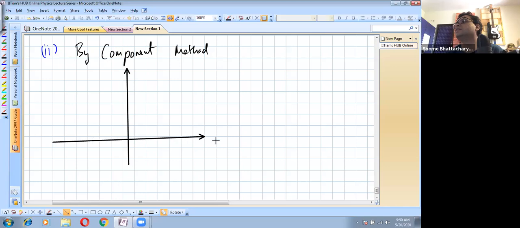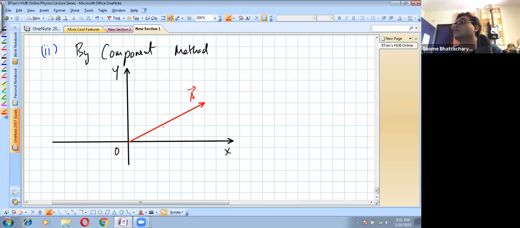we can write these vectors very easily in I cap J cap notation. So for example, the vector E was like this, of magnitude 50. So the vector E in component form should be 40 I cap plus 30 J cap. That's correct, because we are using the values cos 37 is 4 by 5 and sin 37 is 3 by 5.